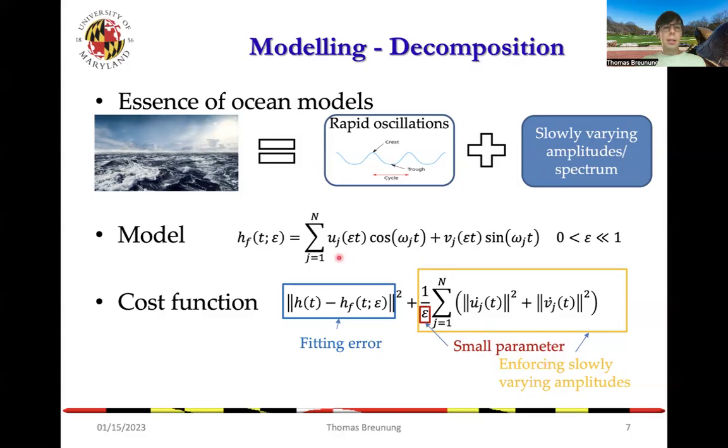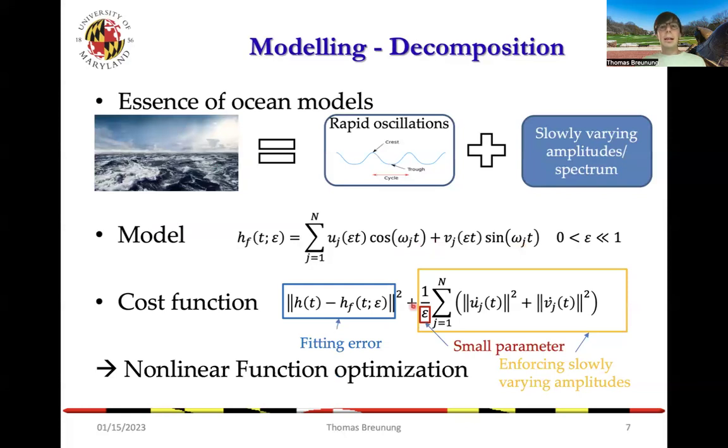So the model now is linear in the amplitudes u_j and v_j, but nonlinear in the frequencies omega_j. And so if one tries to find a minimum for this cost function, one has to solve a nonlinear function optimization problem. I'm not going to go into the details here, but in the paper we sketch a way to find the approximate minimum which worked for our cases.